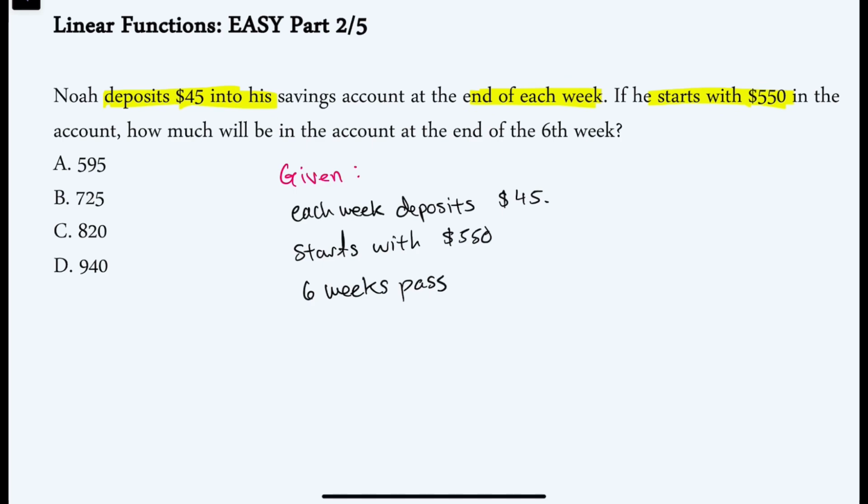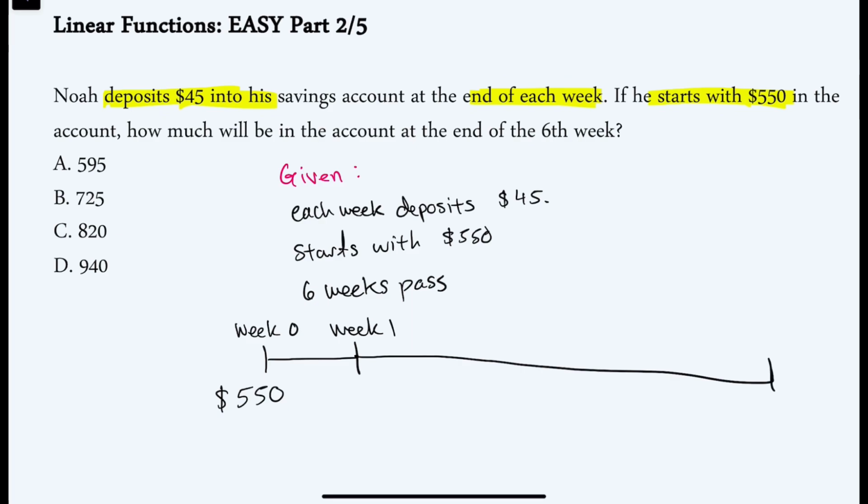If we need help visualizing this, we can say, okay, well, we're starting with $550. So this is week 0. This is where he starts. As we progress, we have week 1 all the way to week 6. So week 2, week 3, week 4, week 5. And every week, he deposits $45. So plus 45, plus 45, plus 45 for every single week.